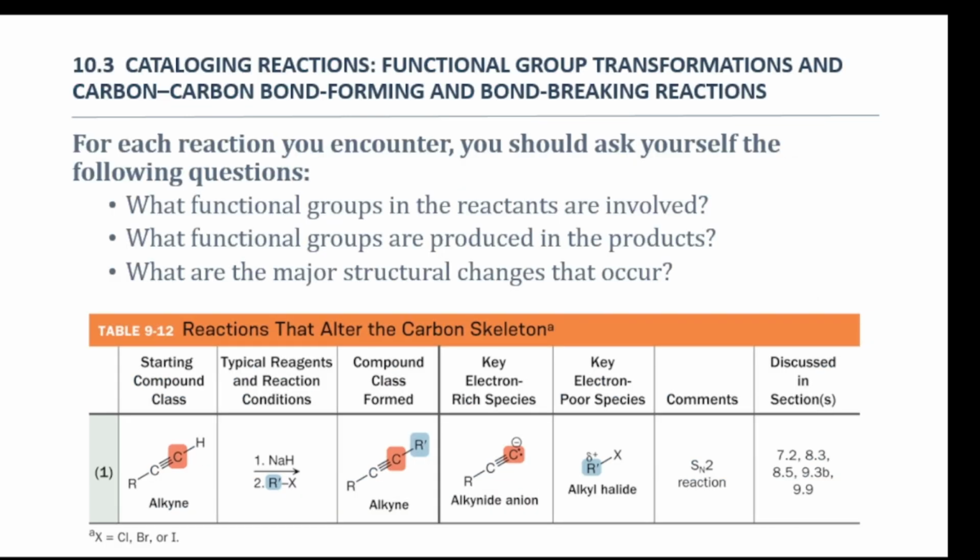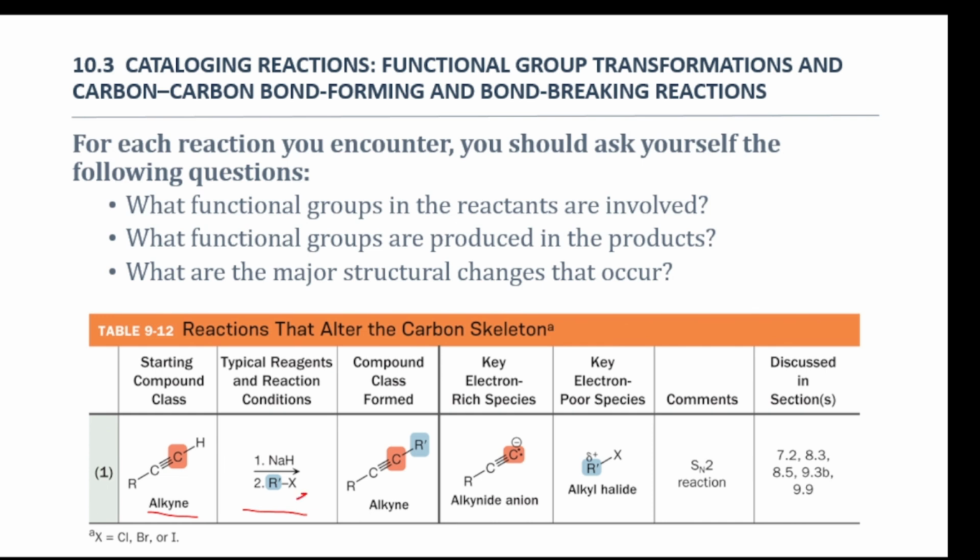For each of the reactions you encounter, you should ask yourself the following questions. What functional groups in the reactants are involved? What functional groups are produced in the products? What are the major structural changes that occur? For example, here we have an alkyne starting compound, and here we have the reagents and reaction conditions listed.